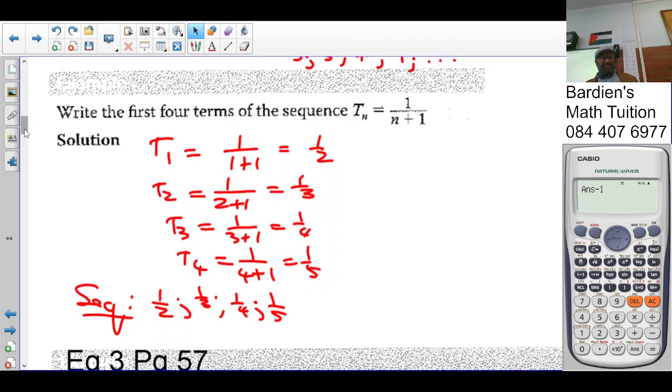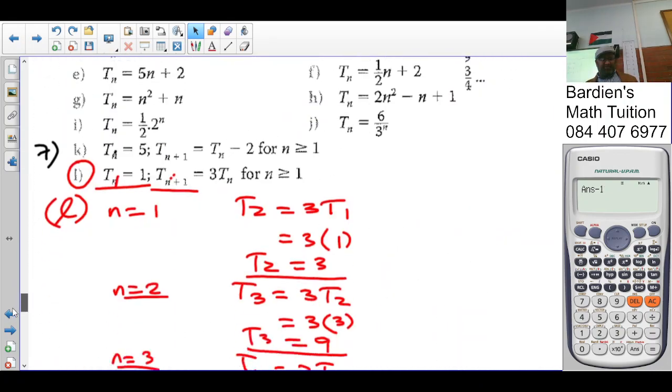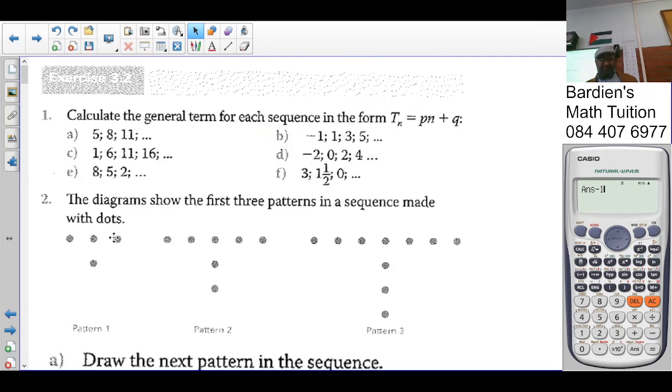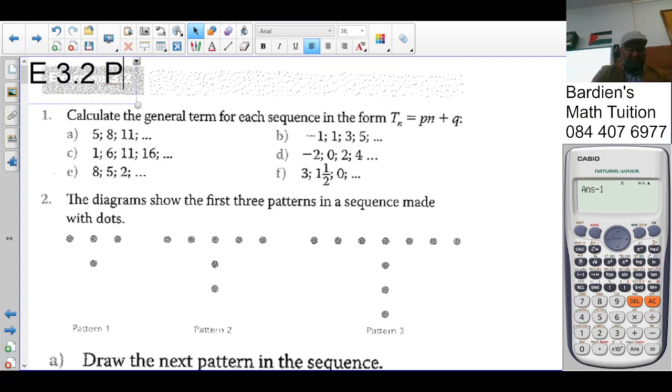The homework was exercise 3.2. You're busy with number patterns 3.2. Right, in number 1 you had to do the first column, correct? So this is exercise 3.2, and this was on page 61.